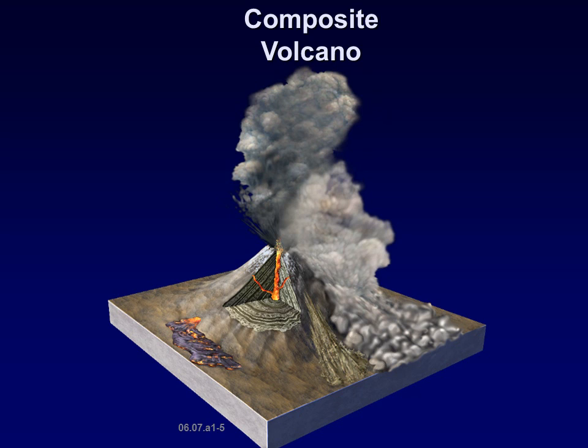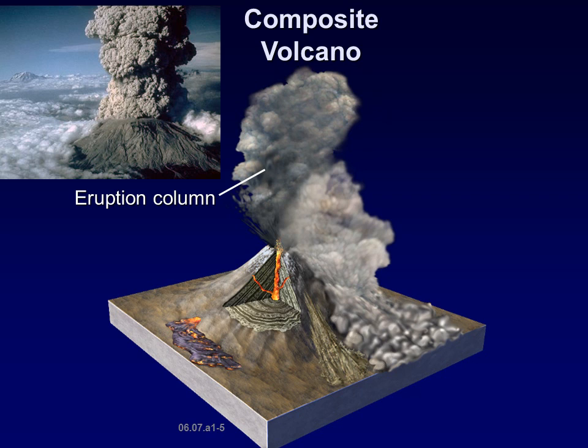All right, what are composite volcanoes? What are the characteristics of a composite volcano? The first one is the eruption column. Okay, that's this area that just shoots ash very high up into the atmosphere. So the eruption column has tephra, that's T-E-P-H-R-A. That's this rocky, ashy material similar to pumice.